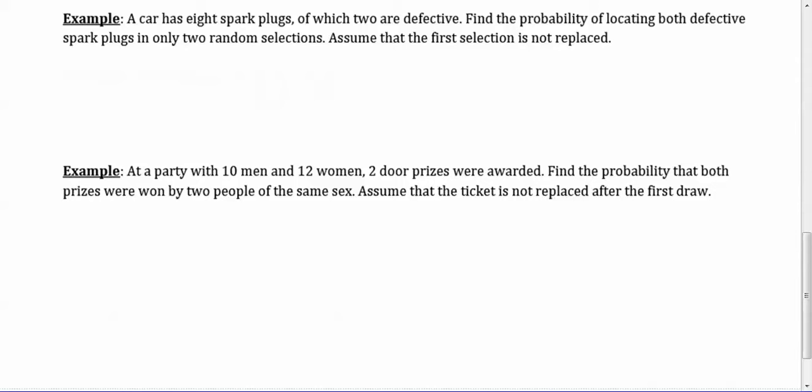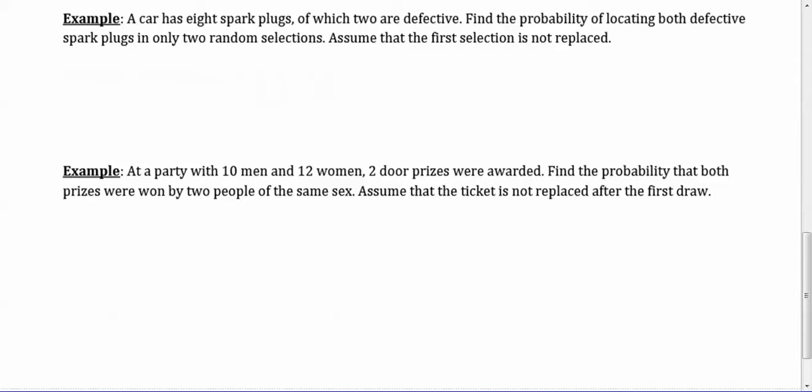A car has 8 spark plugs, of which 2 are defective. Find the probability of locating both defective spark plugs in only 2 random selections. Assume the first selection is not replaced. So this is going to be pretty simple. When you started, there were 2 defective out of 8. So the probability you picked a defective one on the first draw was 2 out of 8.